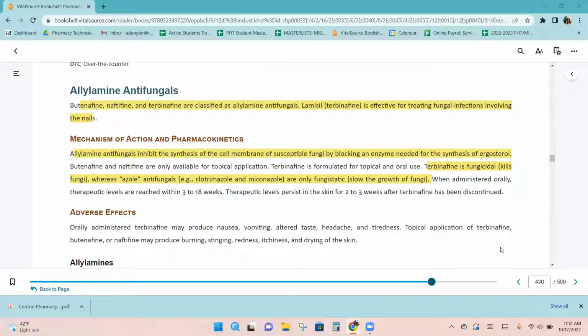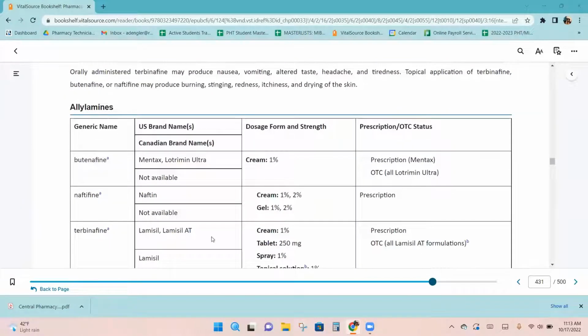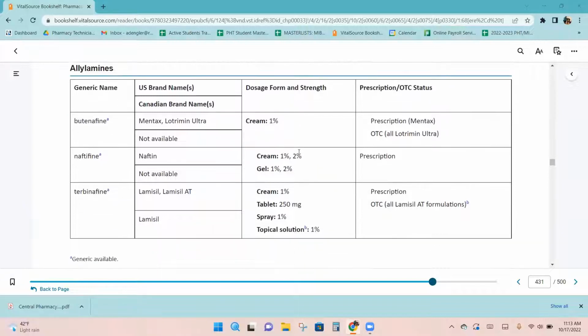Terbinafine is fungicidal. It kills fungi, where azole antifungals like clotrimazole, miconazole, which we just talked about, are only fungistatic, which means they just slow the growth of fungi. So then we have our chart with the allylamines, all of which we just talked about. You can see that the terbinafine, the Lamisil, is available as a cream, 250 milligram tablet, spray, and topical solution.